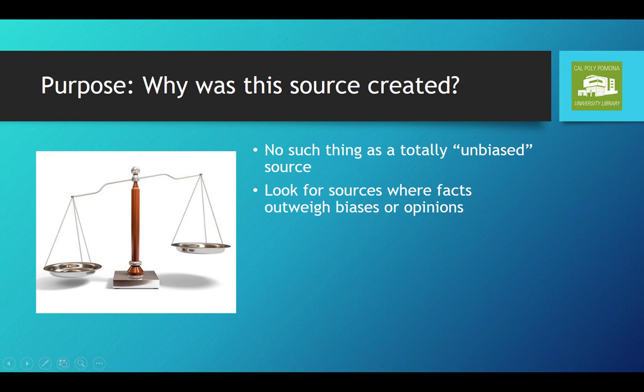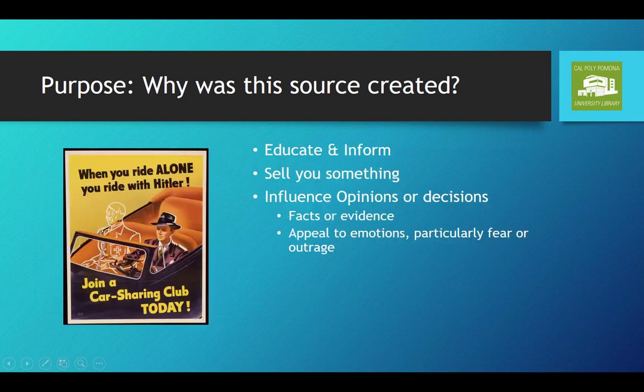Sources are created by human beings, and human beings have biases. So anything we create is, to one degree or another, going to reflect some of those biases. So when looking for sources, the goal isn't to look for a source that is bias-free, but rather a source where the ratio of fact to opinion falls in favor of the facts. The key to understanding this is to realize that all information sources were created with some kind of purpose in mind, and not all of those purposes are benign.